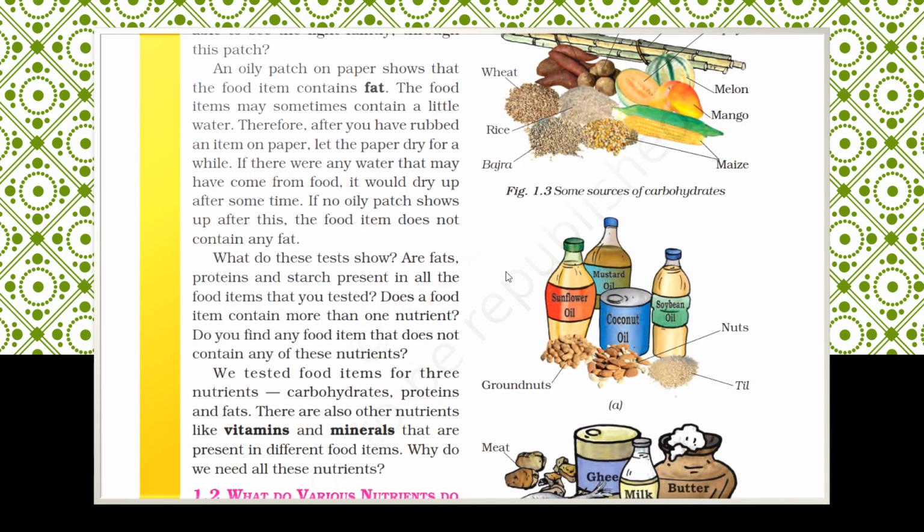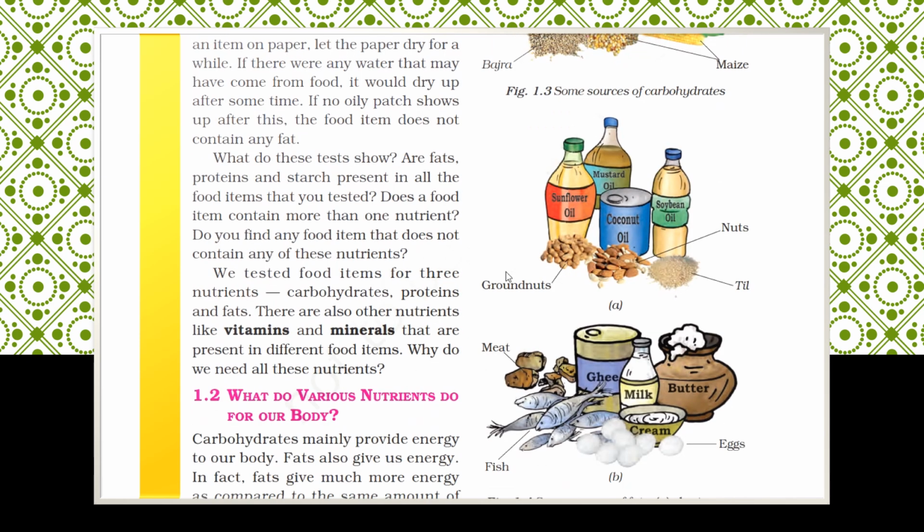So, what do these tests show? Are fats, proteins, and starch present in all the food items that you tested? Does a food item contain more than one nutrient? Do you find any food item that does not contain any of these nutrients? So we tested for these three nutrients, right, which are carbohydrate, protein and fats. But what about other nutrients, which are vitamins and minerals, that are present in different food items? Why do we need all these nutrients?